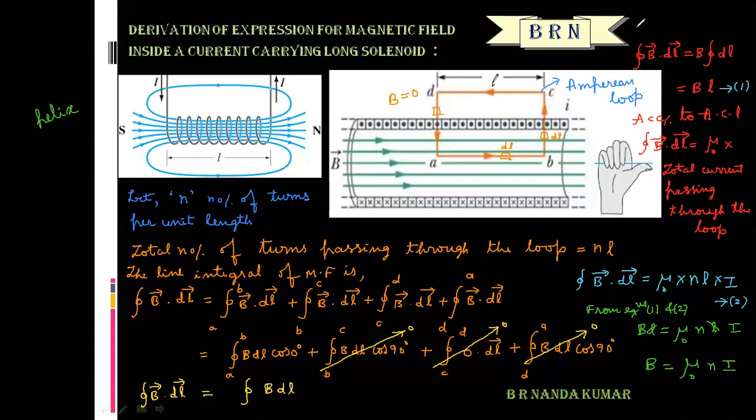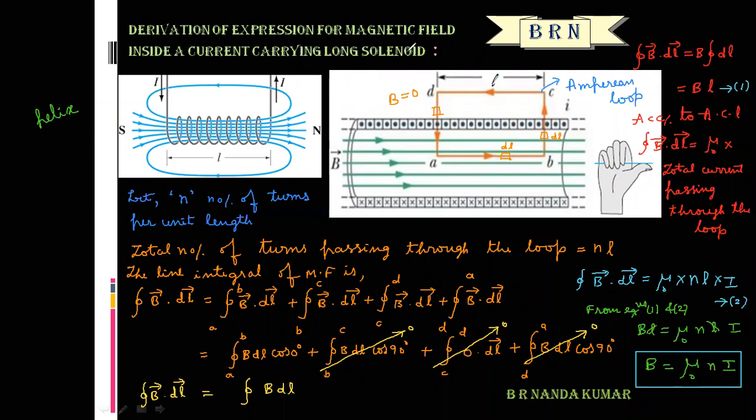What is this? Magnetic field inside the current carrying solenoid. This is the mathematical expression for magnetic field inside a current carrying solenoid, and this is a very important derivation for 5 marks.